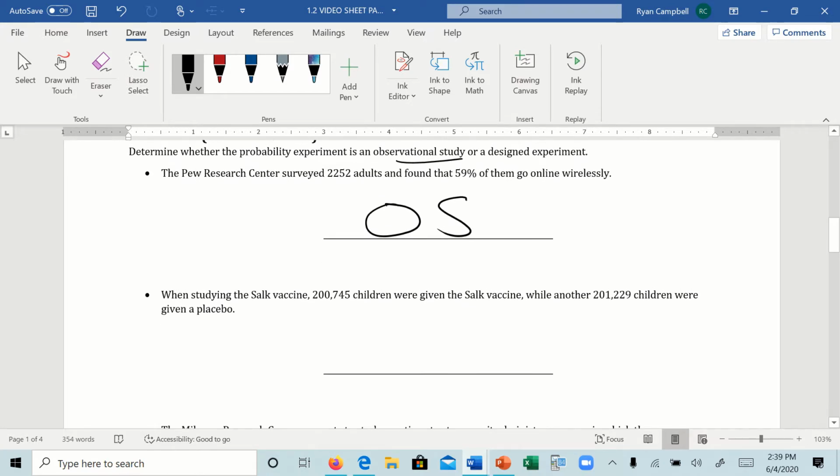All right. When studying the Salk vaccine, over 200,000 children were given the Salk vaccine, while another over 200,000 children were given a placebo. So what would this be? An observational study or designed experiment? Well, if you said designed experiment, my question is going to be, what's the treatment then? Right? Because every designed experiment has to have a treatment. And easily you can see that it's the Salk vaccine and a placebo, right? Some people were given a Salk vaccine, some people were given a placebo. So yes, this absolutely is a designed experiment, or DE for short.